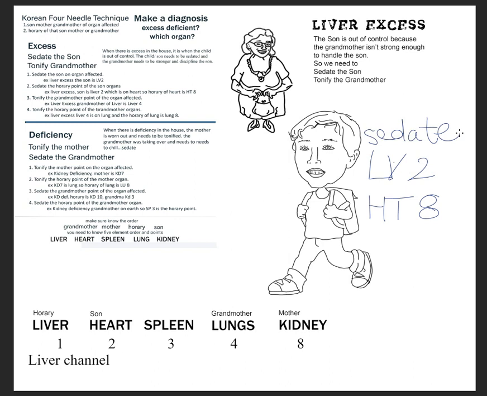And now we need to tonify the grandmother. So the grandmother, you can see, is going to be 4. So that's liver 4. And we talked about what lungs is. Lung 8 is the Hore point. So we're going to tonify. So that is your 4 points. Pretty simple. You just got to make sure you have it written out so it's clear, and you just look at it and it'll be even clearer for you.